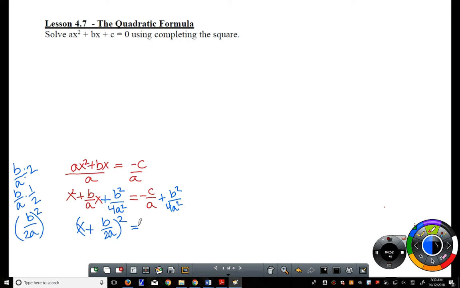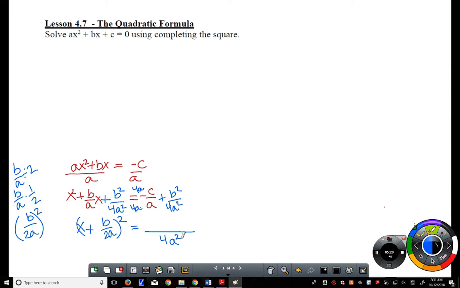That was kind of one of our most annoying parts yesterday, right, to add together the fractions. But we're going to do that. So I have an a and a 4a squared. I'm going to multiply the a by 4a because 4a times a will make 4a squared, which is what I'm looking for. But then that means I need to multiply the numerator by 4a also. So on this right side, I can combine everything together in a fraction with a common denominator of 4a squared.